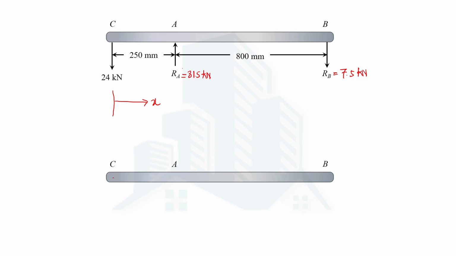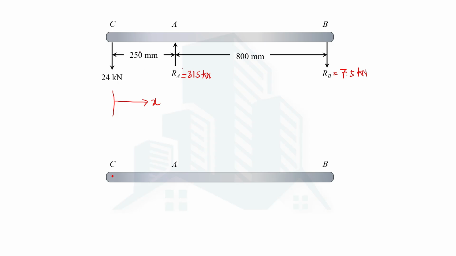If we are at point C, since all the forces on the left hand side will be considered, when we are at point C there is no force on the left hand side. And if you are calculating the moment at point C, because the force is going through the point C, there won't be any moment at point C. So we have zero moment at point C.